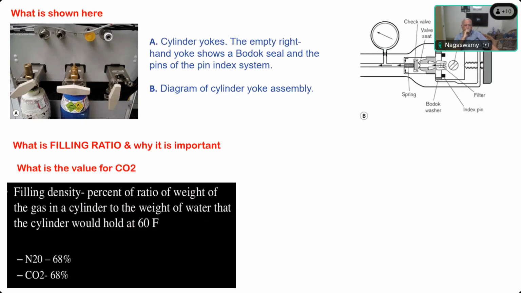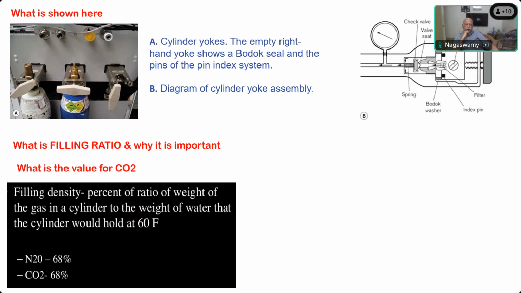Why? Because they will evaporate and the pressure will increase in a higher ambient temperature area. Whereas in a colder climate, it may not evaporate that much and pressure will be low. So if you manufacture the cylinder in a colder climate and transport it to a higher ambient temperature area, there is a chance that the pressure inside the cylinder may build up enormously and the whole cylinder can explode.